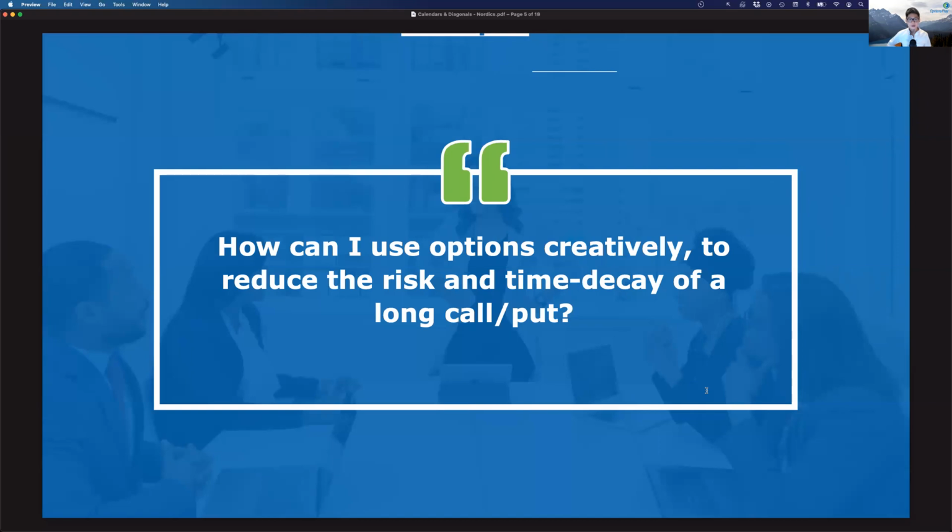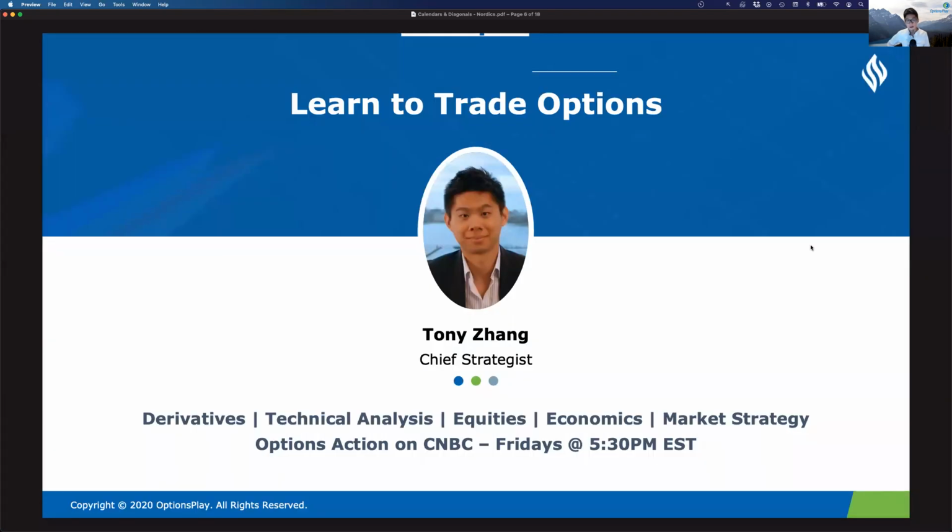So the primary thing I want to help investors walk away from today's session is an understanding as to how you can use options fairly creatively to reduce the risk and reduce the time decay of a long call or a long put, because that's really how you can think about a calendar and diagonal spread. Even though there is one other strategy that's really more neutral, it's not really comparable to buying a long call or a put, but it's something that we'll talk about here today.